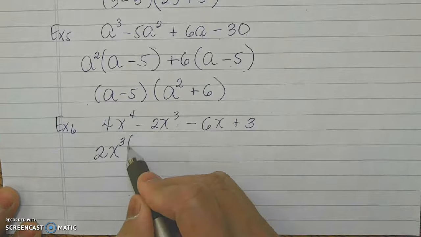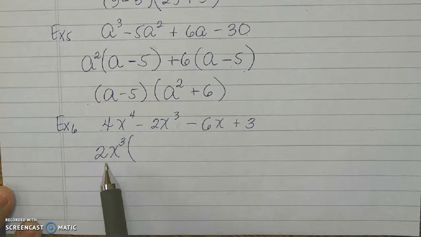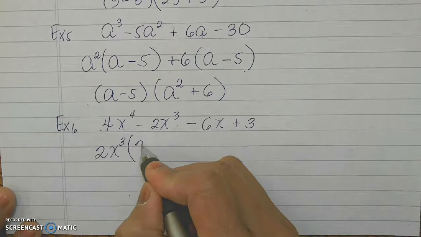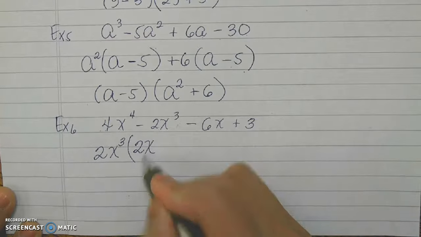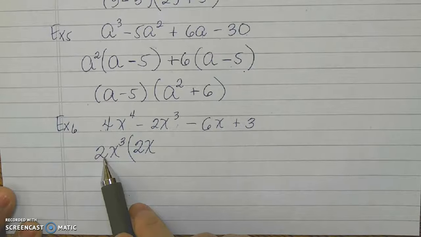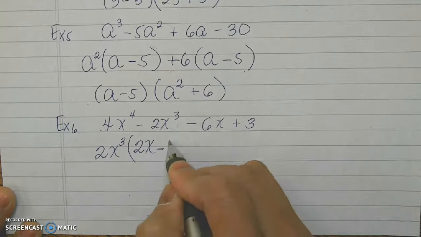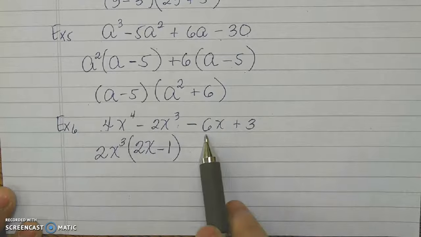Looking at this first term, if I divide it by 2x to the third, for my numerical coefficient I'm going to be left with a 2, and for my literal I will have an x. For this one, notice that I'm dividing it exactly by itself, and we learned this before, it's a negative 1. So that is it for these 2 terms. Let us now go to this one.